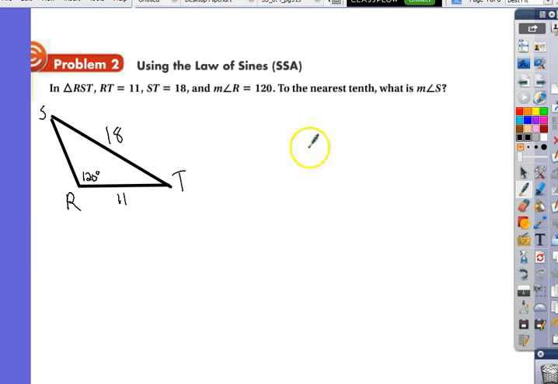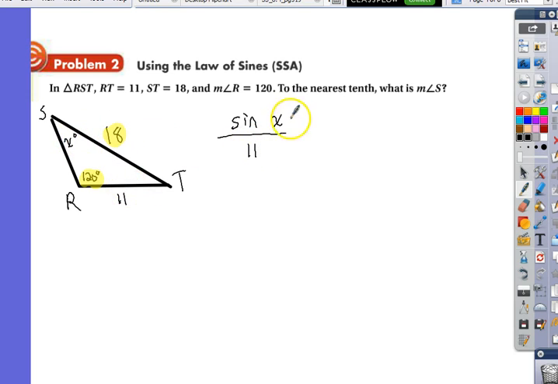Okay, can we find the value of angle S? So here's what I'm looking for. I'm going to label this X. Well, do I know the side opposite X? Sure. So I know this and this, but I also have this and this. So my setup using the law of sines would be sine of S, which is X, over its opposite side, which is 11.